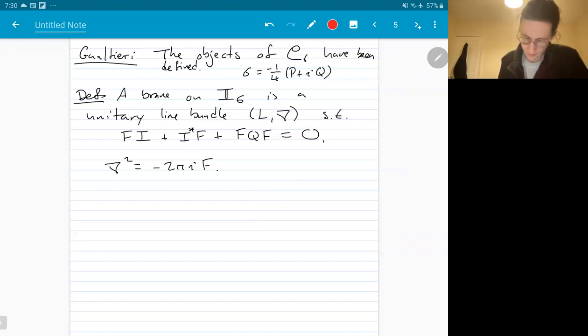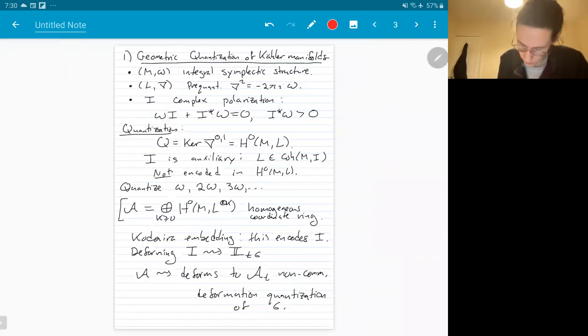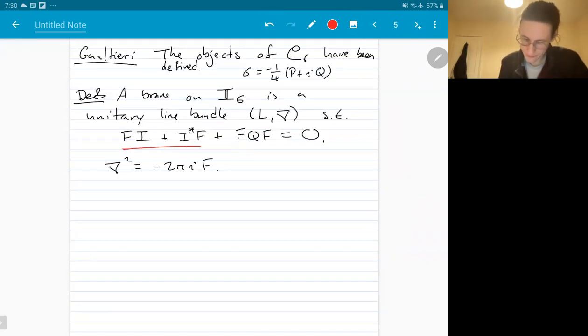Okay. So this should be a familiar equation. Notice that if Q is 0, then you just get the (1,1) condition. It's exactly the same equation that we had earlier in defining the geometric quantization. So this equation is getting deformed when we turn on the Poisson structure.